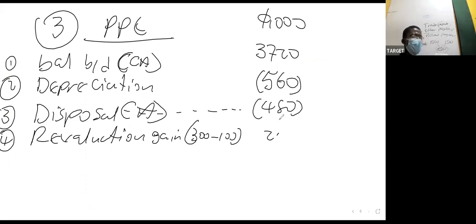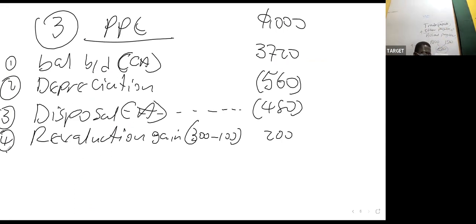We get 200. Should I add or should I subtract? I'll add, because a revaluation gain increases what? Asset value. What if it was a revaluation loss? I'll subtract. Simple as that. Agreed. Okay, I'm done with this. Any other issue here? No.